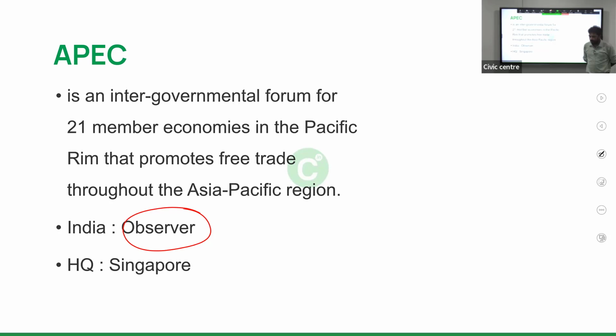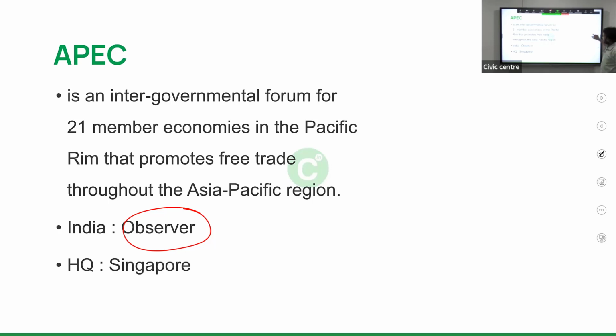BIMSTEC? Yes, BIMSTEC, Dhaka. SAARC, Kathmandu. So how many members are there? 21. India has observer status. Is it over? So is there any organization we missed when it comes to Southeast Asia? Anything you read in the newspaper other than the organizations which we have discussed?